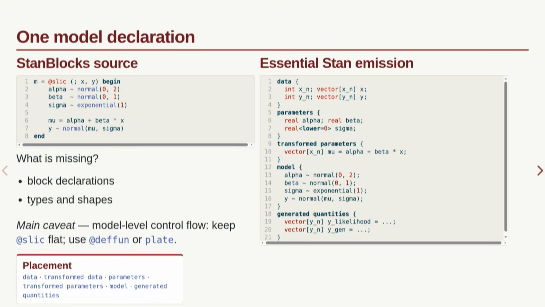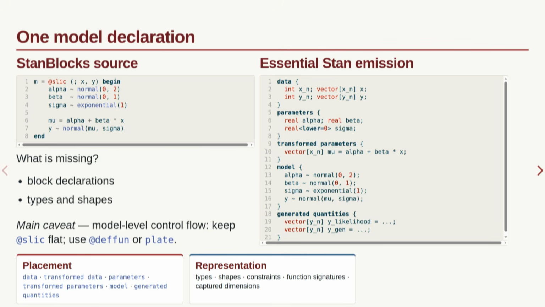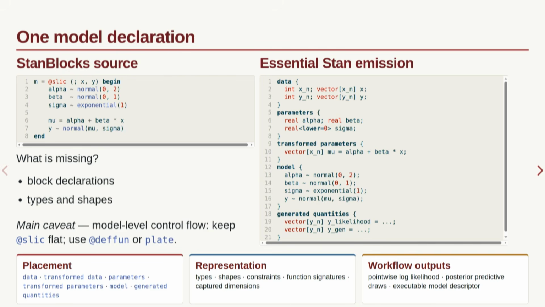Right, so as I said, the compiler or the StanBlocks figures out the placement of all your parameters. It figures out the representation, so what are the Stan internal types and shapes, and what are the constraints, what are the function signatures that have to be generated to make this work in Stan, and so on. And it also then generates these likelihood statements and predictive quantities for ease of downstream processing.